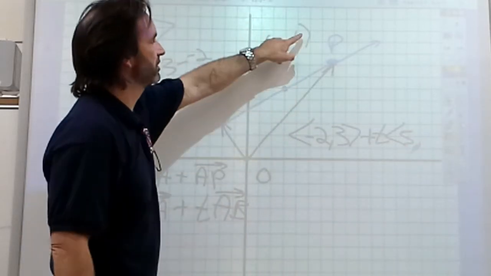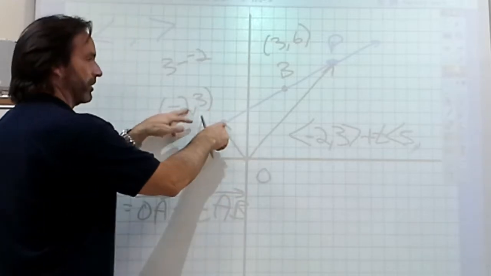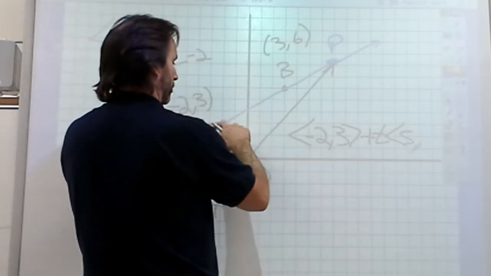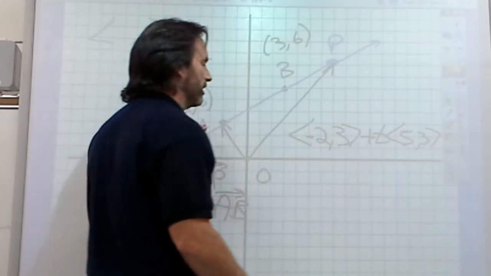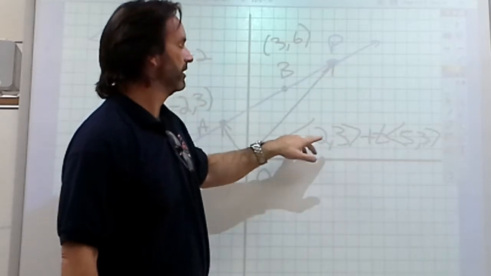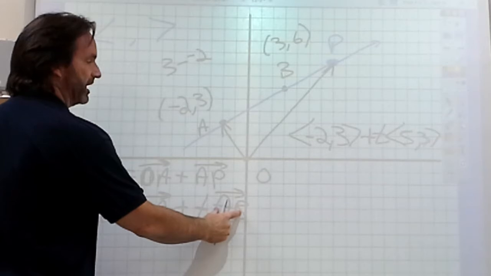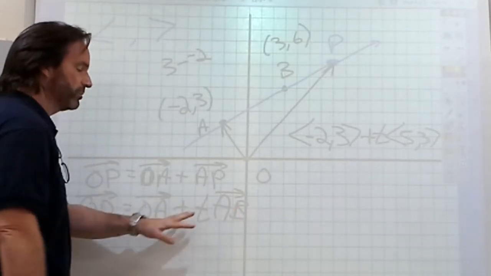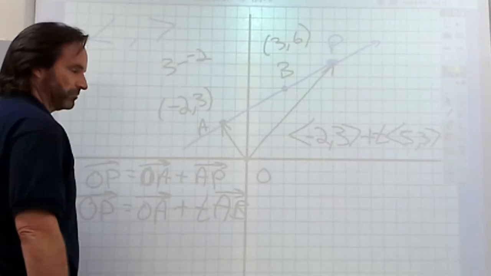And then the vertical is my y minus y. 6 minus 3. Or just, what do we do? 1 over 5 up 3. Okay? So my equation for my line is going to be my OA plus my t times AB. And like I said, this will get any point on that line depending on what t is.